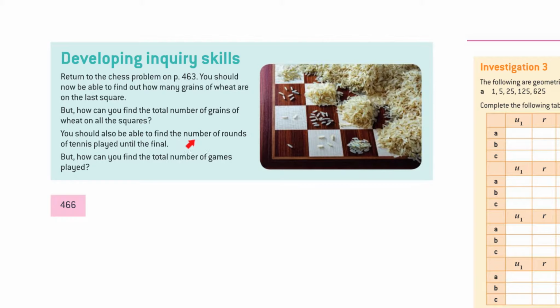You should also be able to find the number of rounds of tennis played until the final. This was a second example on page 463. But how can you find the total number of games played? Okay, so this part here is to do with the tennis example on page 463, and this part here is to do with the chess example.